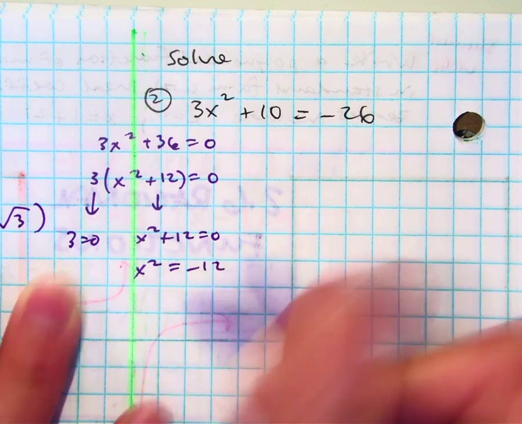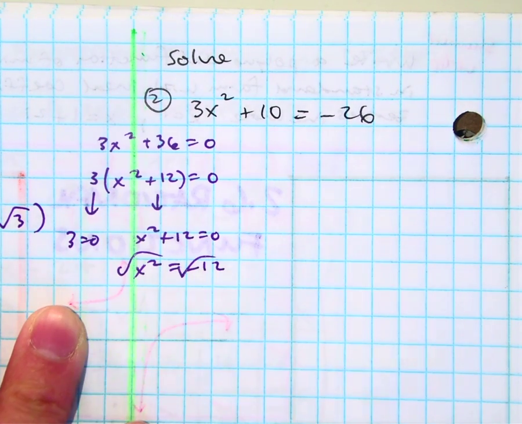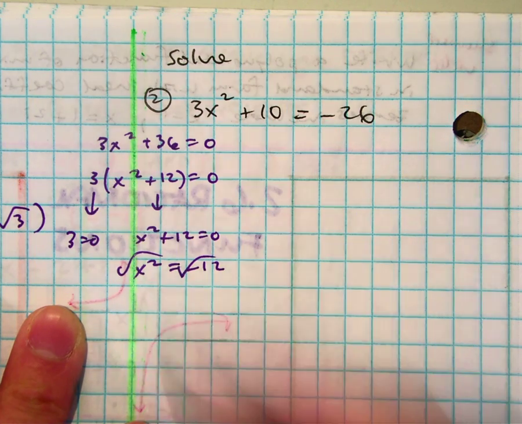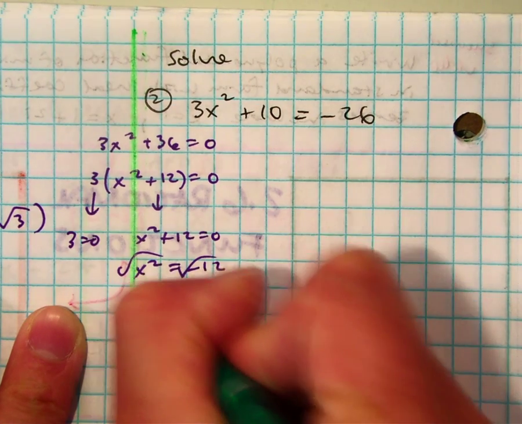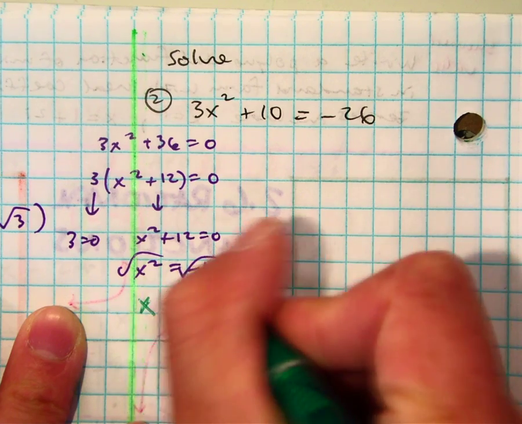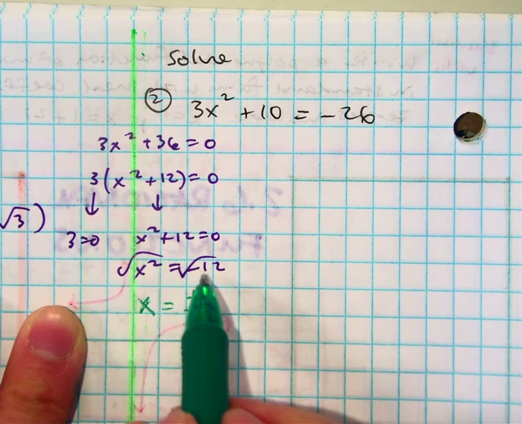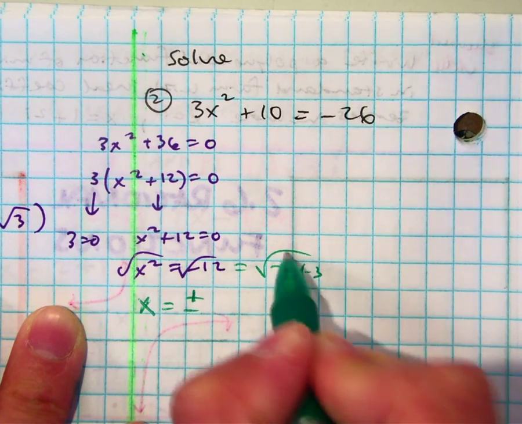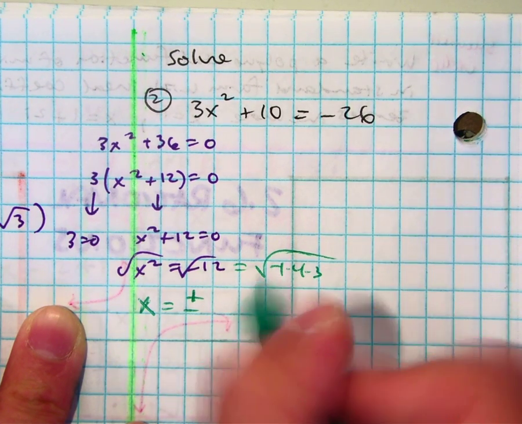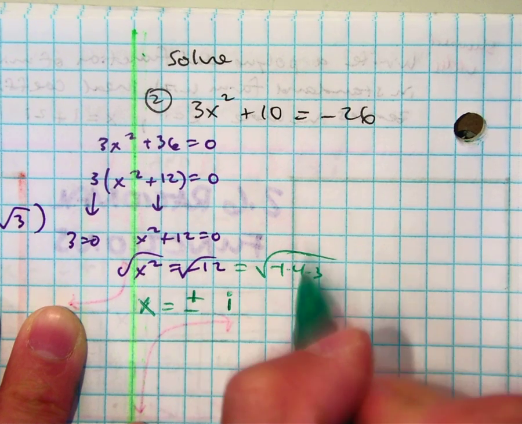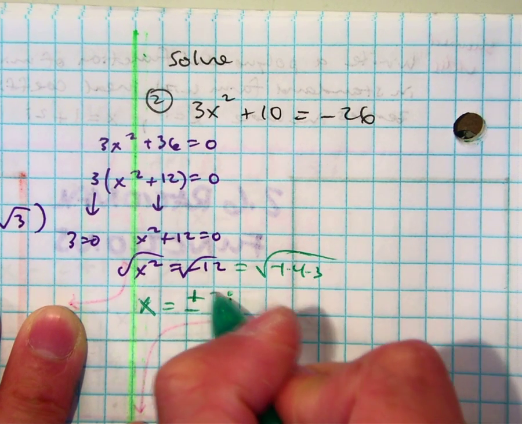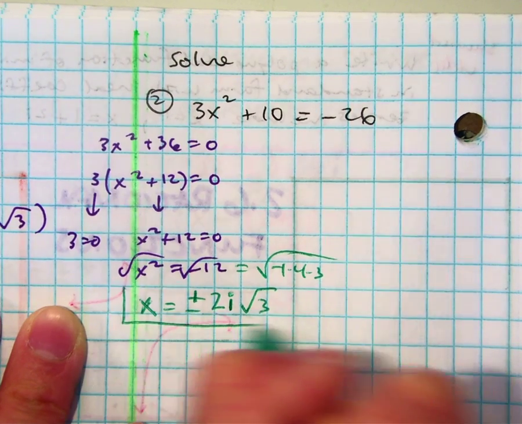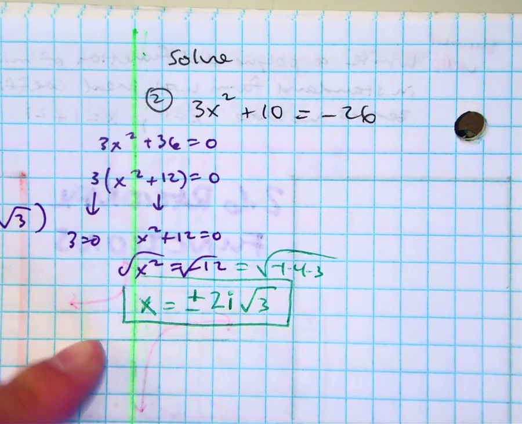Subtract 12. Take the square root of both sides. I have x equals, remember plus or minus when you take the square root of an equation. And then negative 12 is negative 1 times 4 times 3. Class, what's the square root of negative 1? What's the square root of 4? 2. And where does the 3 go? It stays there. So this way I'm solving by factoring.